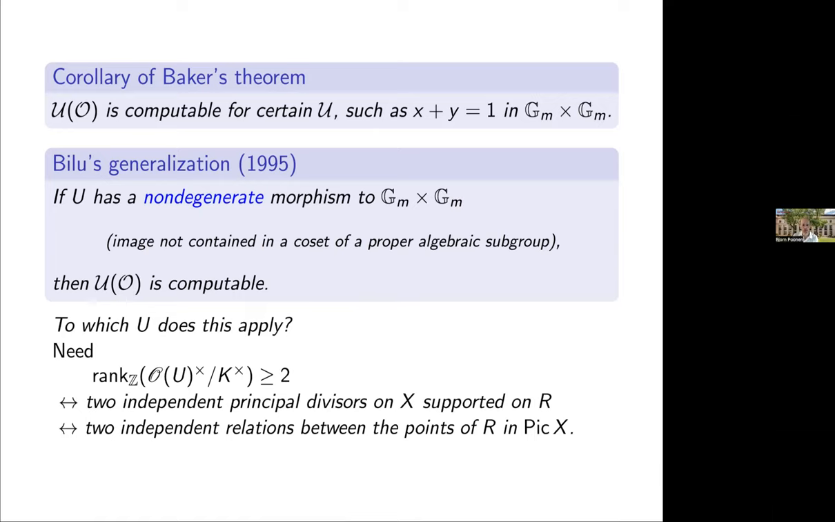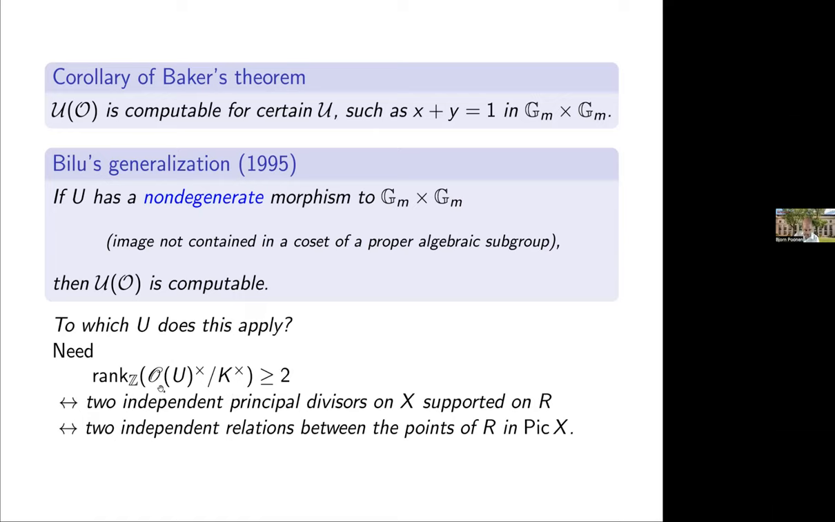Okay. So now that Bilu has proved this, the big question is, if somebody hands you an affine curve, can you figure out whether it has a non-degenerate morphism to GM cross GM? Maybe it's possible that all affine curves over number fields have such a morphism? And that's not quite true. To apply this theorem directly, what you need are two independent invertible functions on U, because those will serve as the coordinate functions of the map from U to GM. In other words, you have the two coordinate functions on GM cross GM, and you can pull them back to functions on U just by composing with this non-degenerate morphism. And to satisfy this non-degeneracy condition, you want those two rational functions on U that have no zeros or poles on U to be independent modulo scalars.